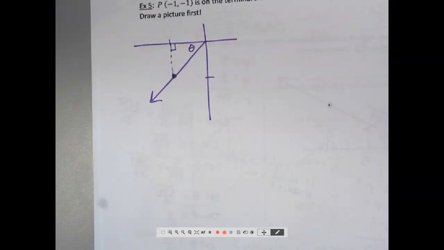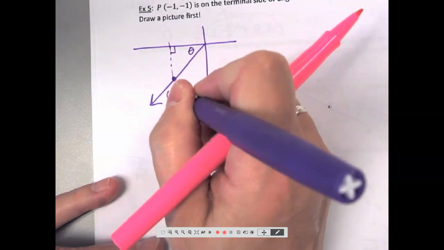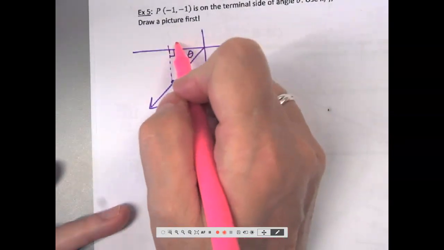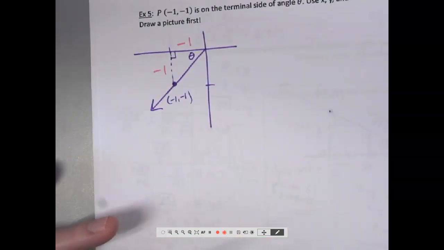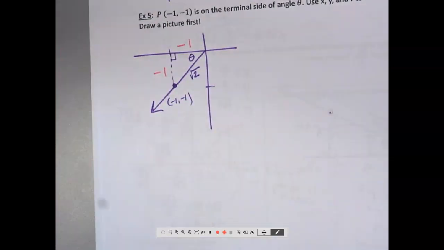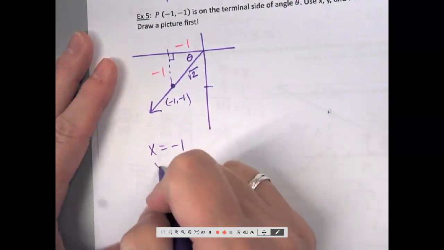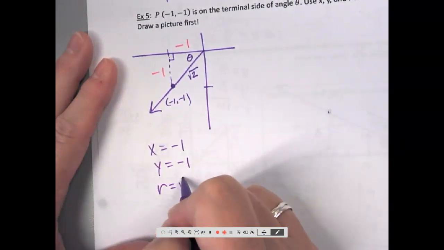Now, labeling these sides. This ordered pair is -1, -1. So if I want to think of these sides, I will use a negative for both of them, indicating that we went left and down. Just indicating direction. Find the hypotenuse for me. Square root of 2. Do these numbers look familiar to you? Wouldn't this be a 45, 45, 90? The legs are the same. Got square root of 2 on the hypotenuse. Okay. All right, so I have x equals -1, y equals -1, r equals square root of 2.